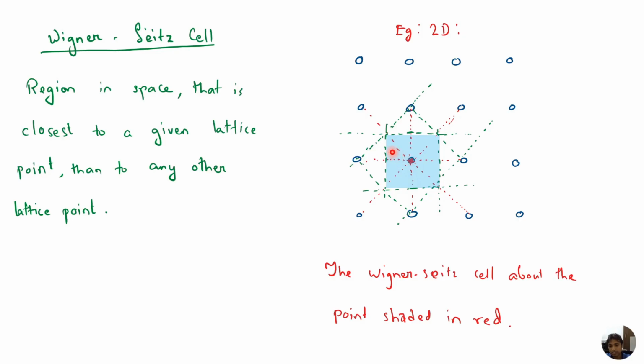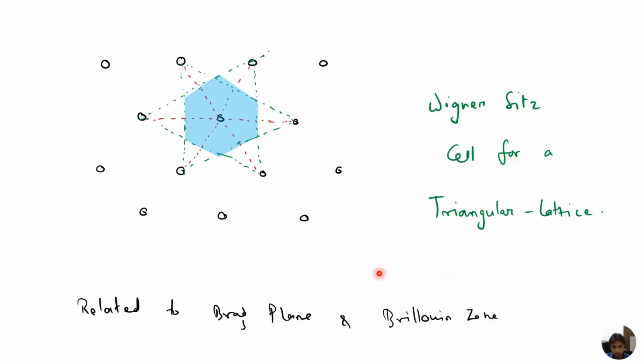Similarly, you take the perpendicular bisectors to the lines joining all the other points, and the region which is enclosed by these perpendicular bisectors. This green line, if you see, these are your perpendicular bisectors, and the region enclosed by these perpendicular bisectors is your Wigner-Seitz cell, the region which is closest to the given lattice point, in this case this lattice point. This point is clear, no? Okay.